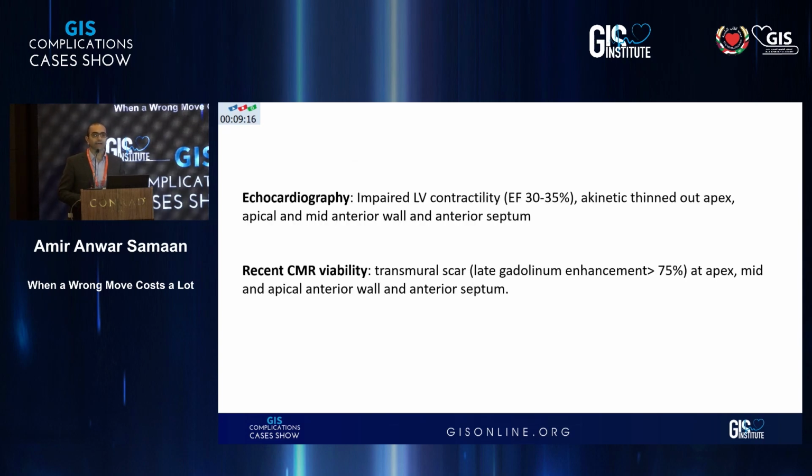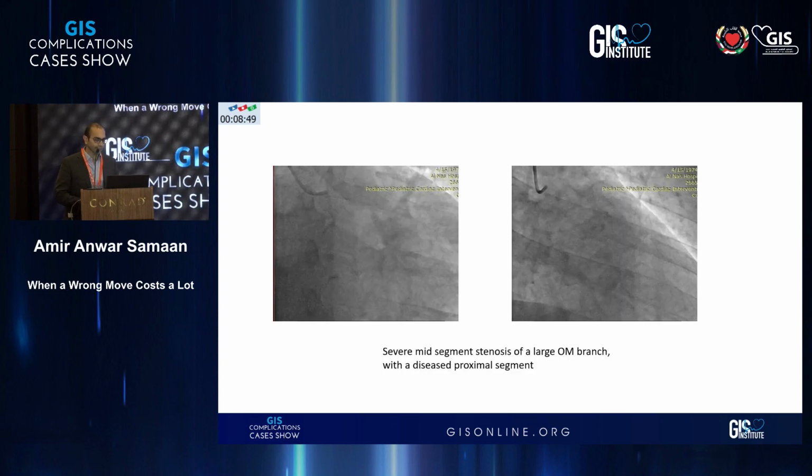His echocardiogram showed impaired left ventricular function with ejection fraction of 30 to 35%, with akinetic thinned out apex, apical and mid anterior wall, and apical and mid anterior septum. And he had a recent CMR viability study showing scarred myocardium in this part, as the patient was complaining of significant pain. Then the next step was to do coronary angiogram for him.